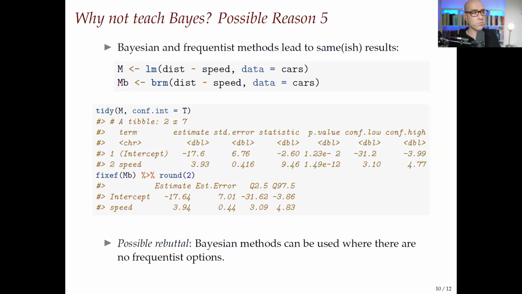My answer would be, well, for simple, widely used methods, yes, they do often come out very similar, if not identical, but not always. And more importantly, for complex models, you may not have a non-Bayesian alternative. This goes back to one of my original points: Bayesian methods are automatically applicable to any statistical model where you can define the likelihood function and the prior.